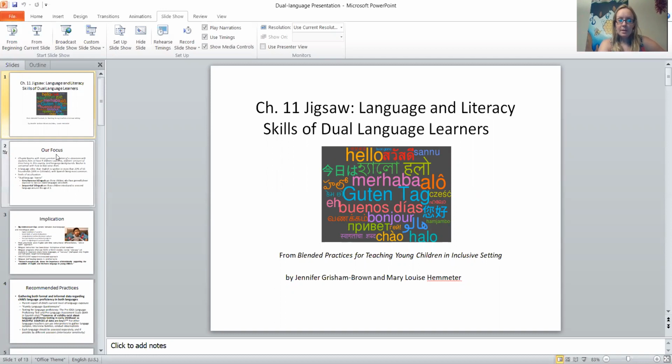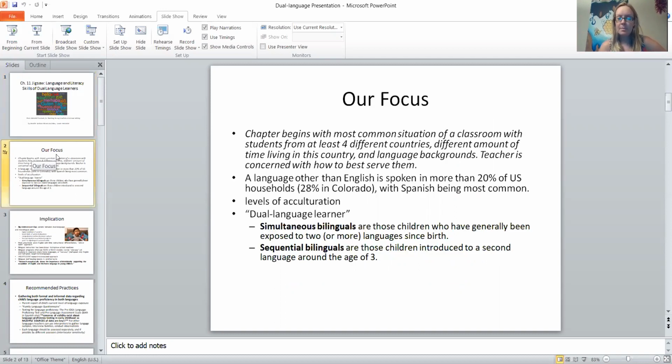So to jump into it, our focus here: the chapter begins with a really common situation of a classroom with students from at least 4 different countries. They've had different amounts of time living in this country, and they have different language backgrounds. The teacher is concerned with how to best serve them.